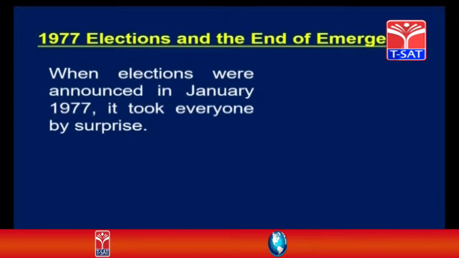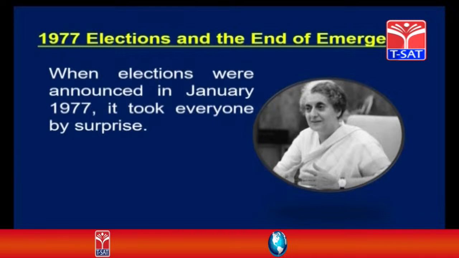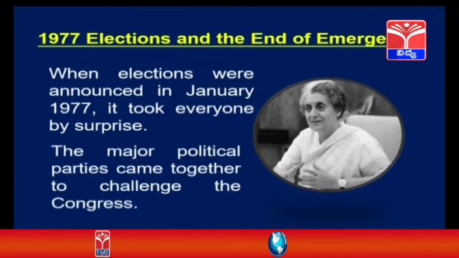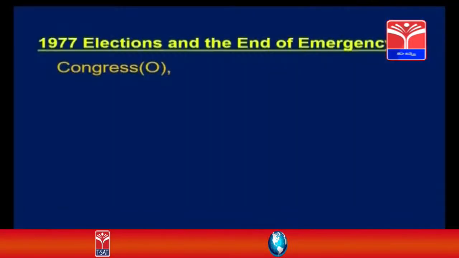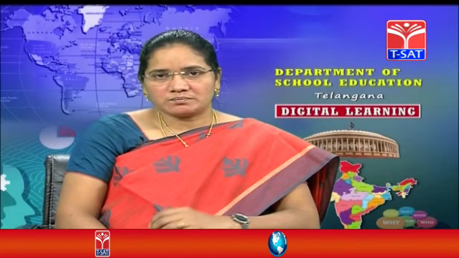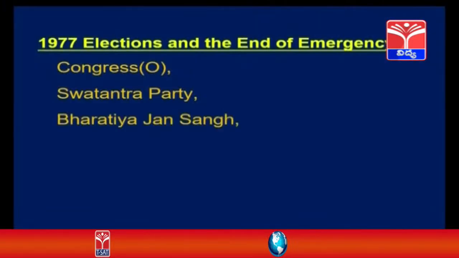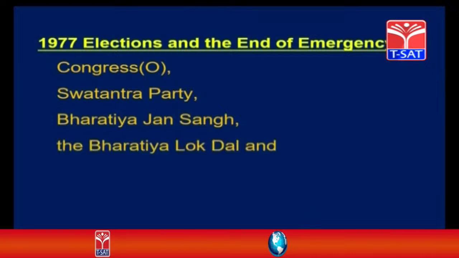When elections were announced in January 1977 by Indira Gandhi, it took everyone by surprise. The major political parties came together to challenge the Congress. So what are those other major political parties that came against the Congress party? The Congress (O), that means the party divided from the main Indian National Congress party, Swatantra Party, Bharatiya Jana Sangh, Bharatiya Lok Dal and the Socialist Party.